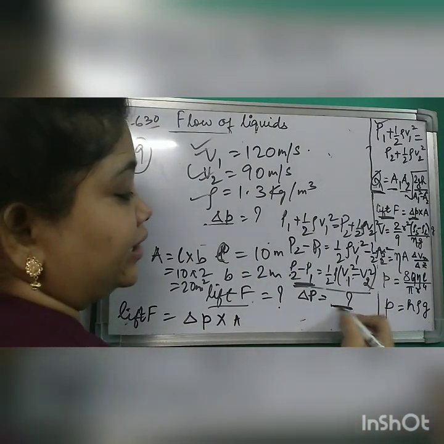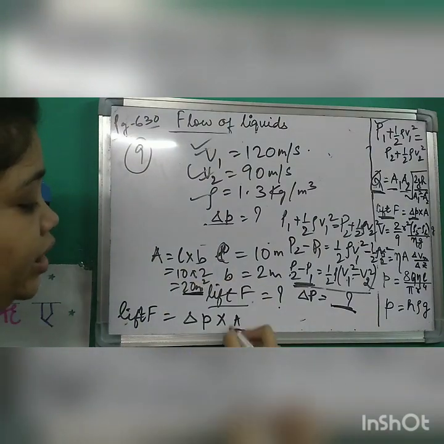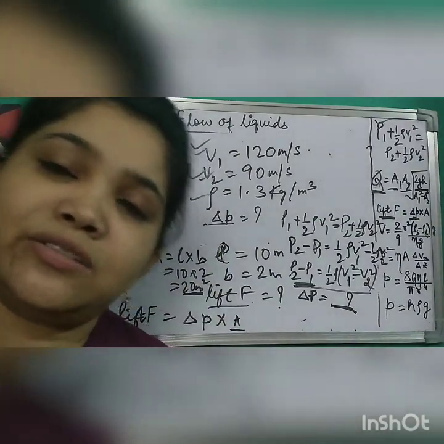So from here you are getting delta P. A is 20 meters square. Put the value, solve, and you will get the answer.